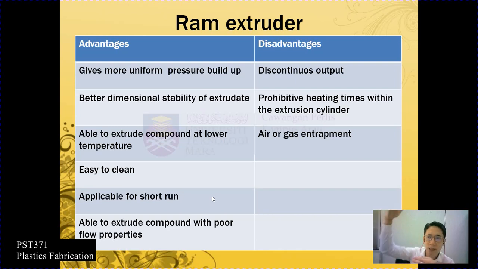So, berapa banyak material yang awak letak dalam barrel tu, banyak material tu saja awak boleh ram dia. Awak boleh push. So, panjang material yang awak produce, sepanjang itu sajalah. Volume dia sikit lah, limited. And then, prohibitive heating times within the extrusion cylinder. So, dia memerlukan masa yang lebih lama lah untuk melting your material. And finally, air or gas entrapment. Sebab dia tak ada ruang untuk release the gas ataupun air. Sebab kalau awak allow, dia akan reduce the pressure during the ram process.